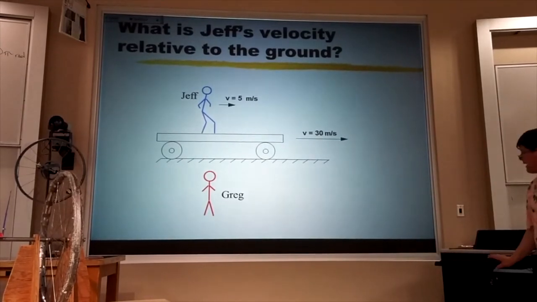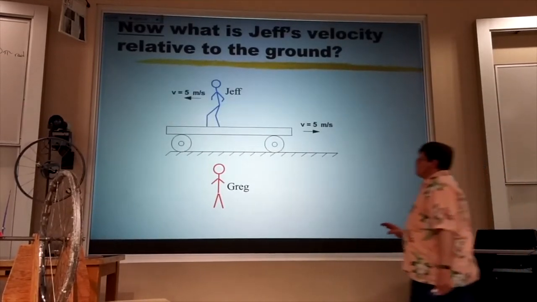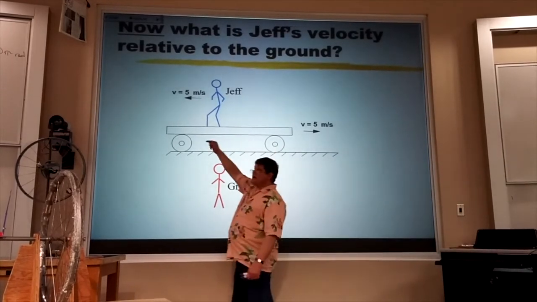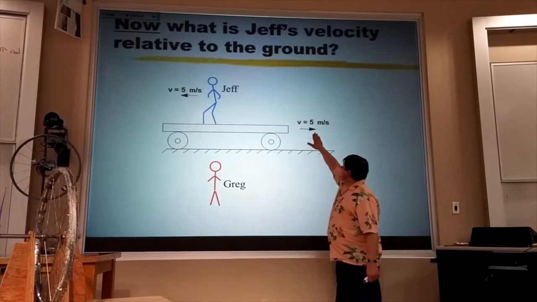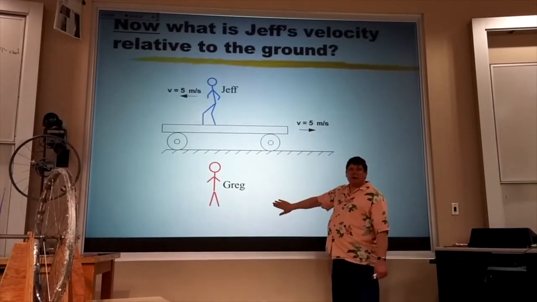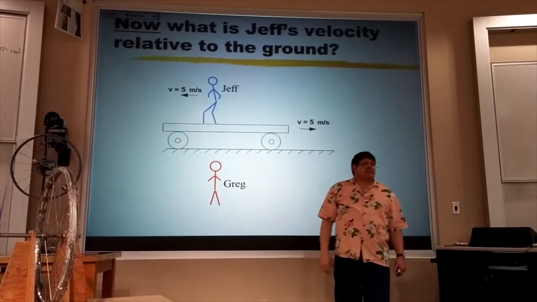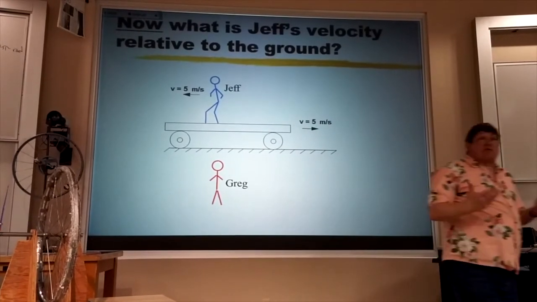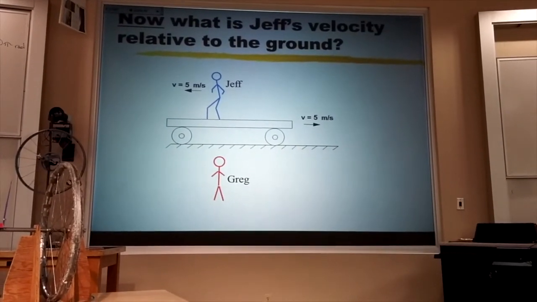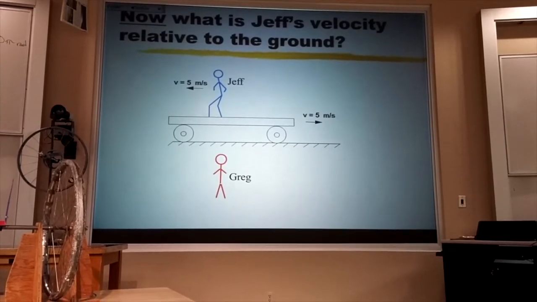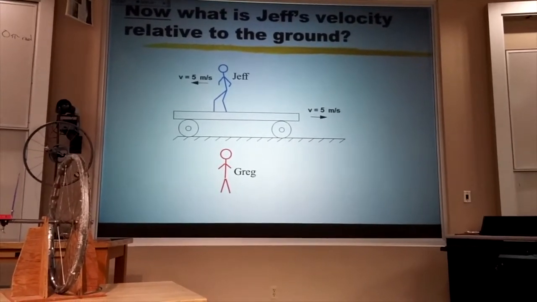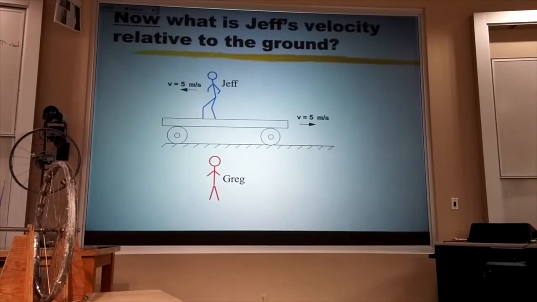35. Now, what if Jeff is going 5 meters per second to the left relative to the car, and the car is going 5 meters per second to the right relative to the sidewalk? Yeah, it looks to Greg like Jeff isn't going anywhere. The car's going out from under him, but he's just right there all the time where he always was. Hold that thought.